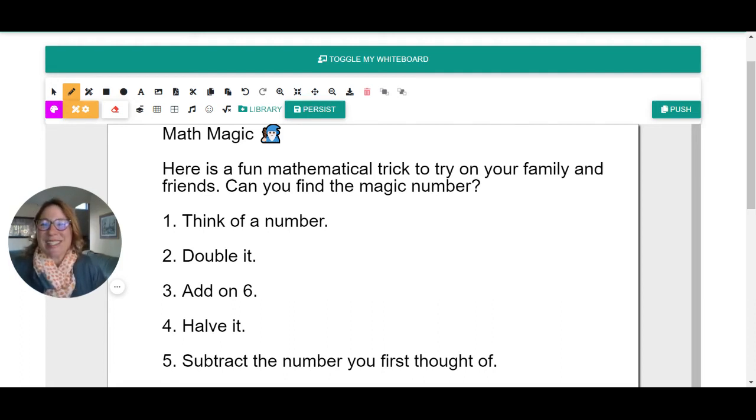We find ourselves once again at M for math. Today I'm going to show you some math magic. Here is a fun mathematical trick to try on your family and friends. Can you find the magic number?